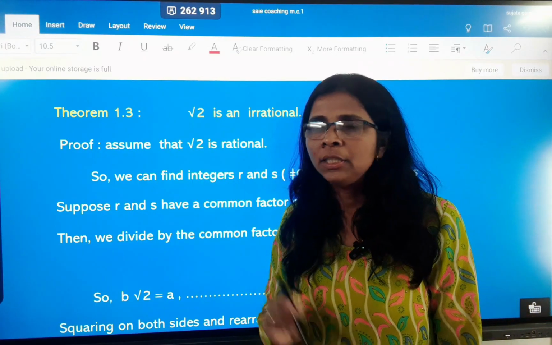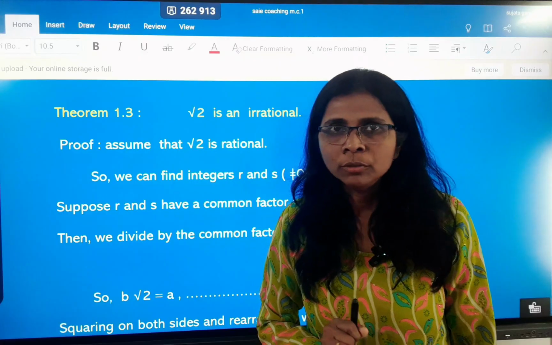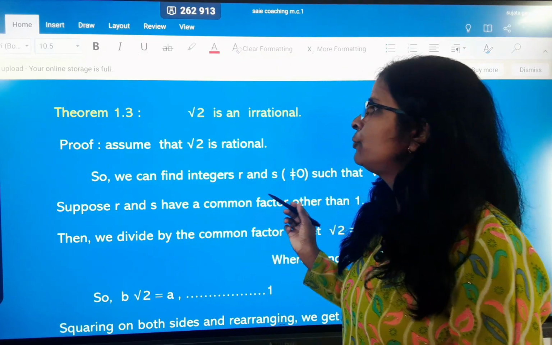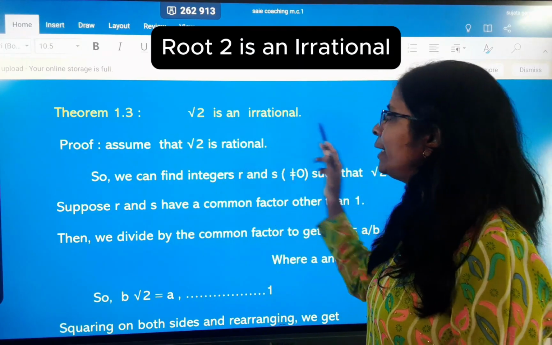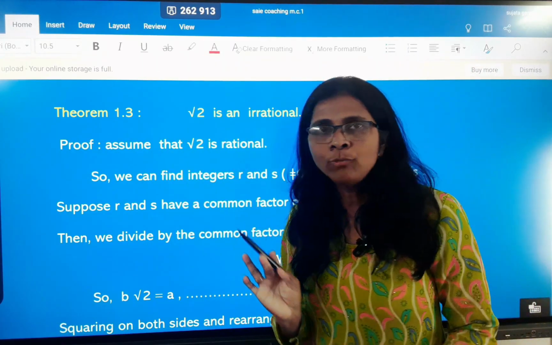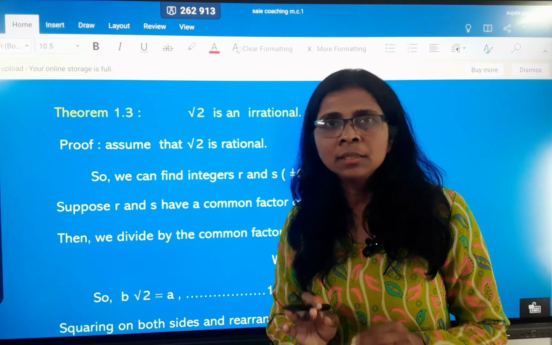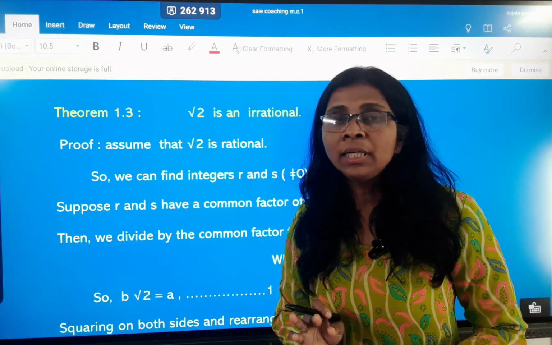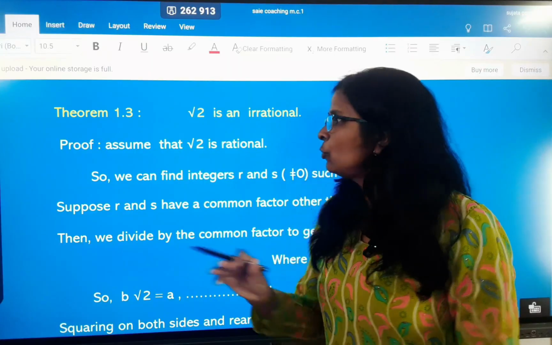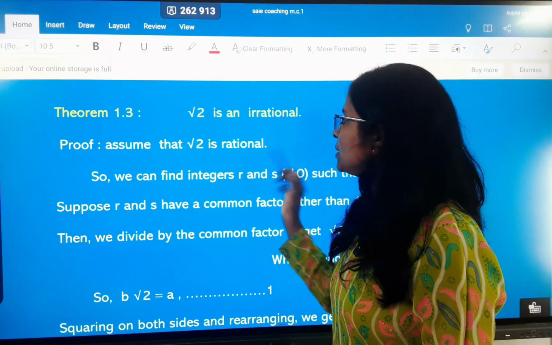For your examination purpose, this theorem is very important. So carefully see Theorem 1.3. Root 2 is irrational. We have to prove that root 2 is irrational. We know that root 2 is irrational, but how can we prove it? So assume that root 2 is rational.